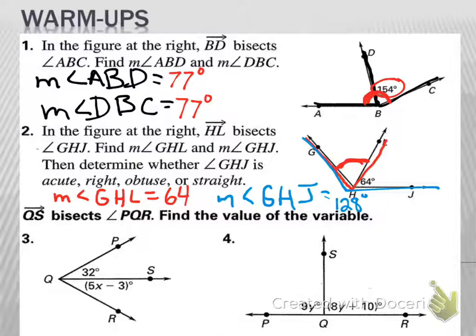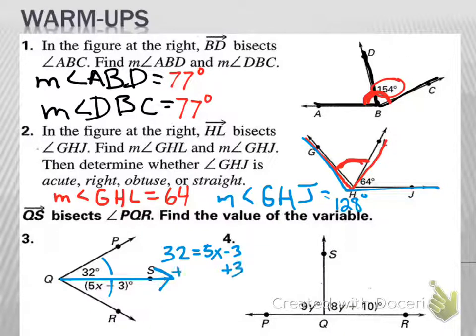What are your questions on problem 2? All right, we're still talking about bisectors in 3 and 4. This ray bisects angle PQR. So what do we know about these measures? They have to be the same or equal to one another. So I'm going to do 32 equals 5x minus 3. How would I solve for x?